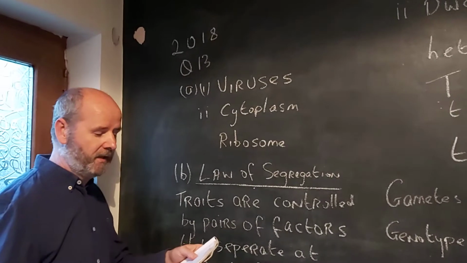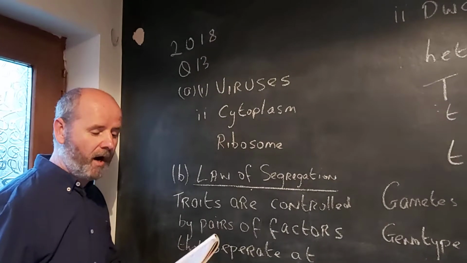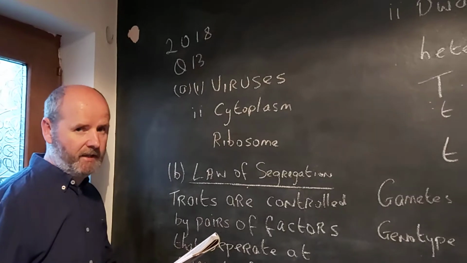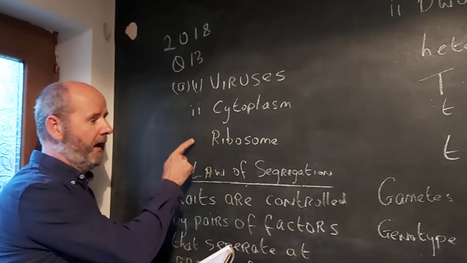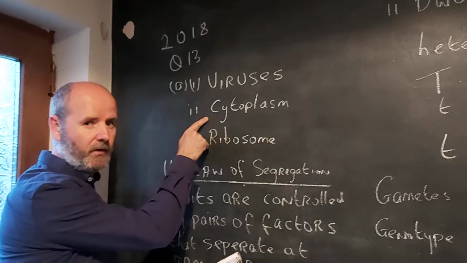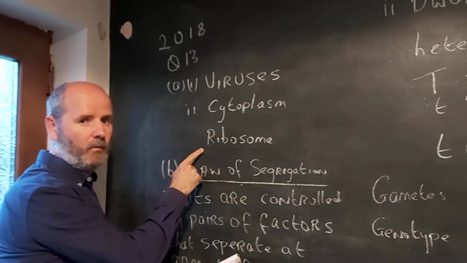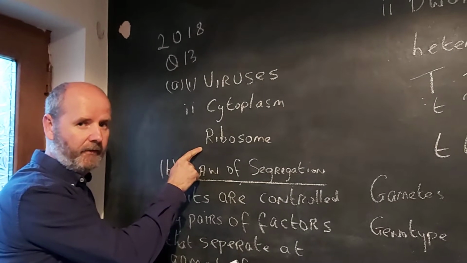The second part is: name two locations in eukaryotic cells where RNA but no DNA is found. The answer there is cytoplasm and the ribosome. Cytoplasm will contain transfer RNA, the ribosome will have messenger RNA and ribosomal RNA at it.